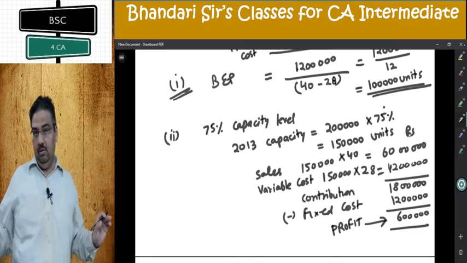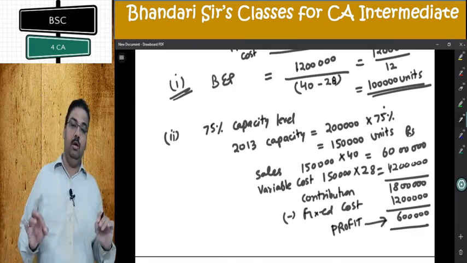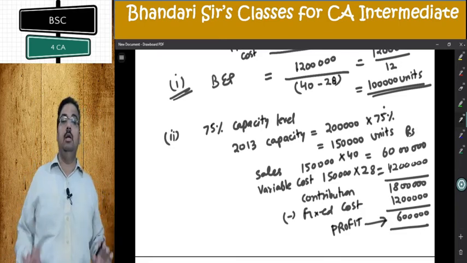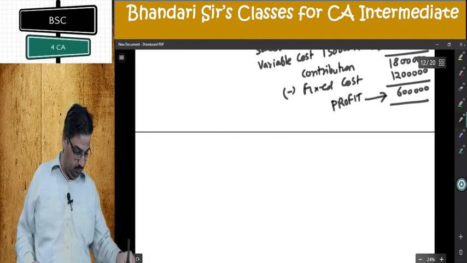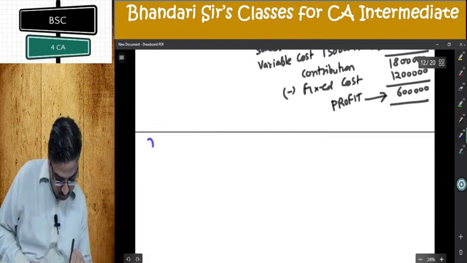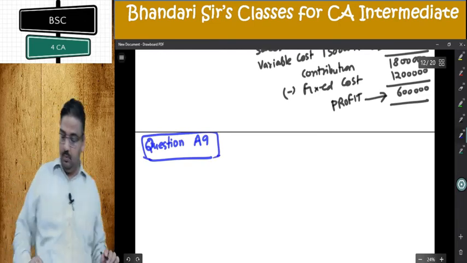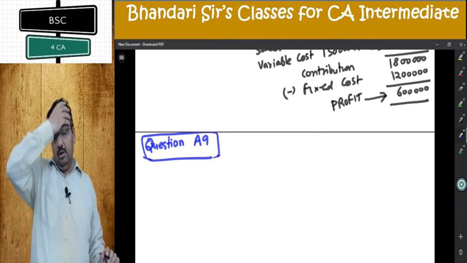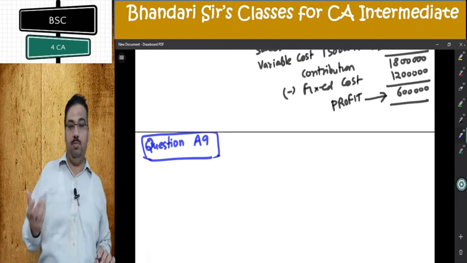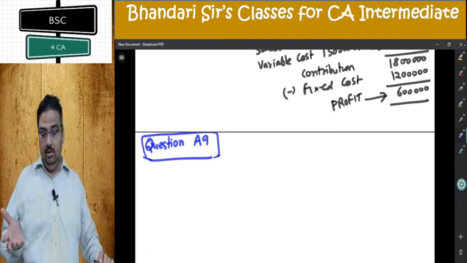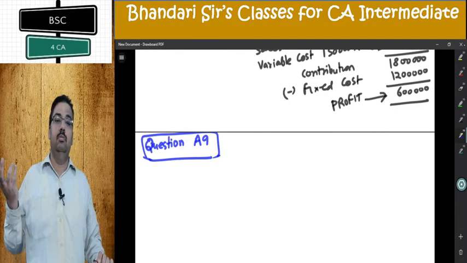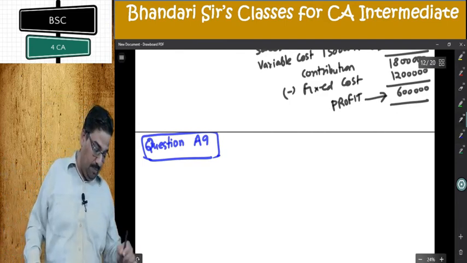It's not difficult, very, very easy, two parts of the question. I hope it is clear. Next one is A9. Question A9. Again, you are given sales and profit of 2 years. Profit is not given directly, but given indirectly. I can still compute it. So I'll make that basic data here.